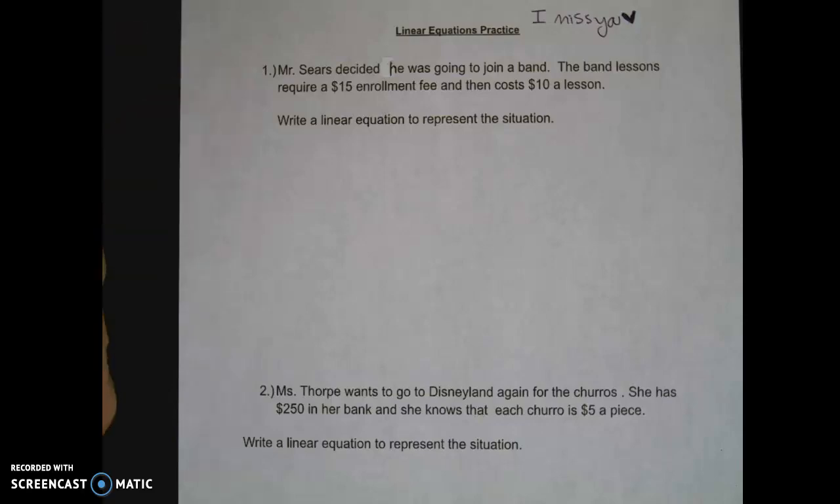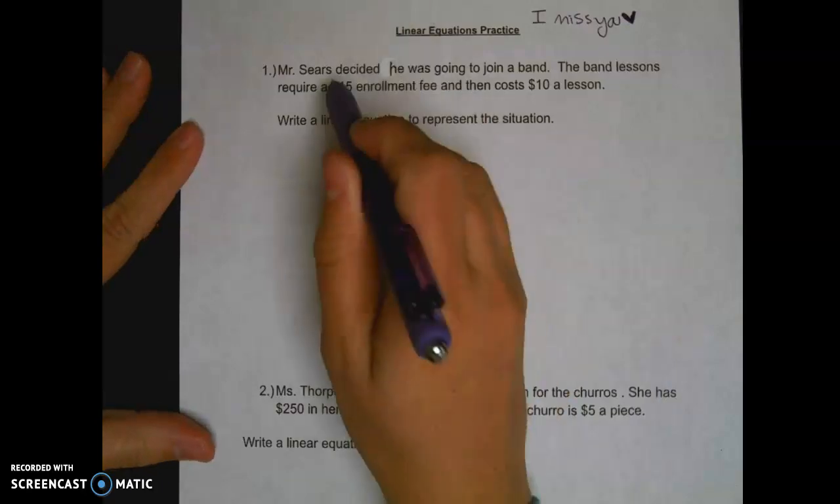So, Mr. Sears decided he was going to join a band. He was in a band once, so maybe you should ask him about it. The band's lessons require a $15 enrollment fee, and then it costs $10 per lesson, right?